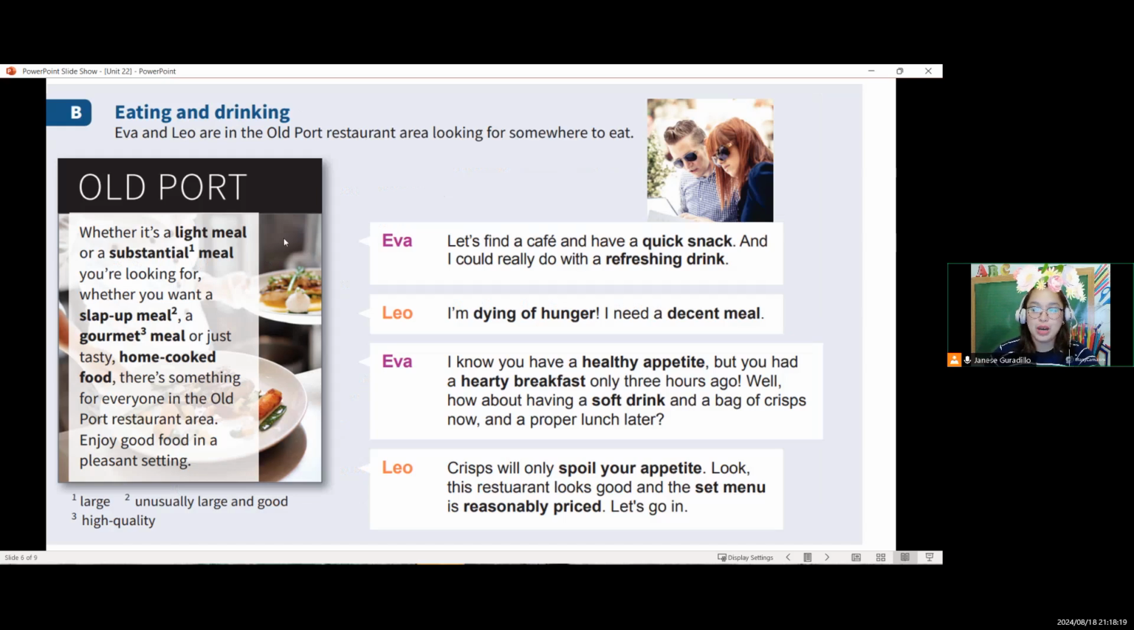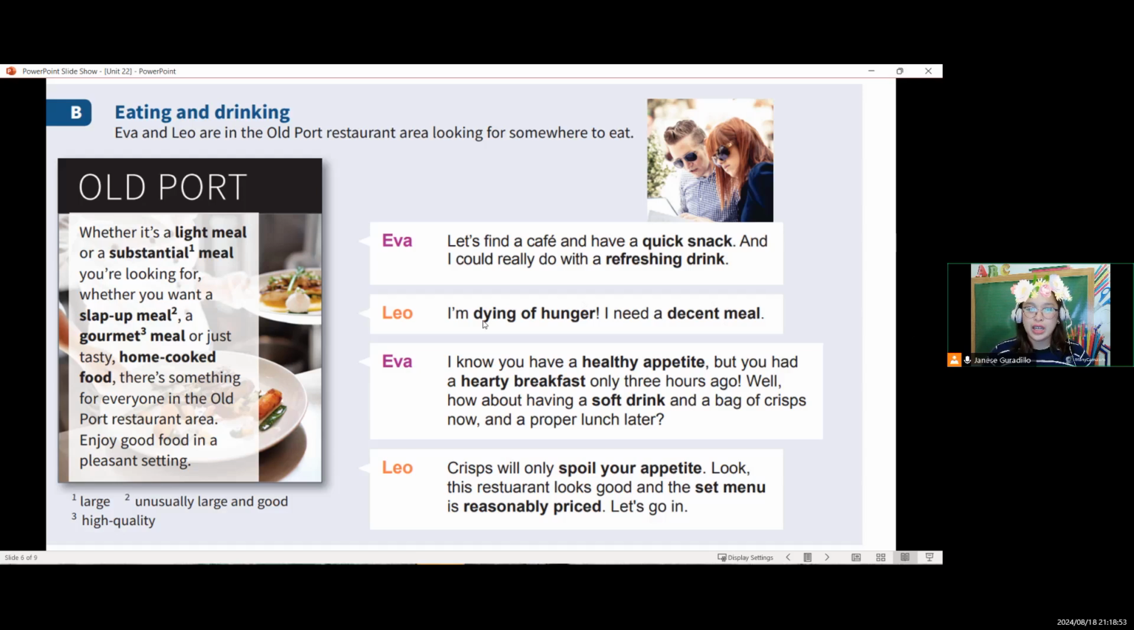So it's all about eating and drinking. So Eva and Leo are in the Old Port restaurant area looking for someone to eat. So Old Port, whether it's a light meal or a substantial meal you're looking for, whether you want a slap up meal, a gourmet meal, or just tasty home cooked food, there's something for everyone in the Old Port restaurant area. Enjoy good food in the pleasant setting.